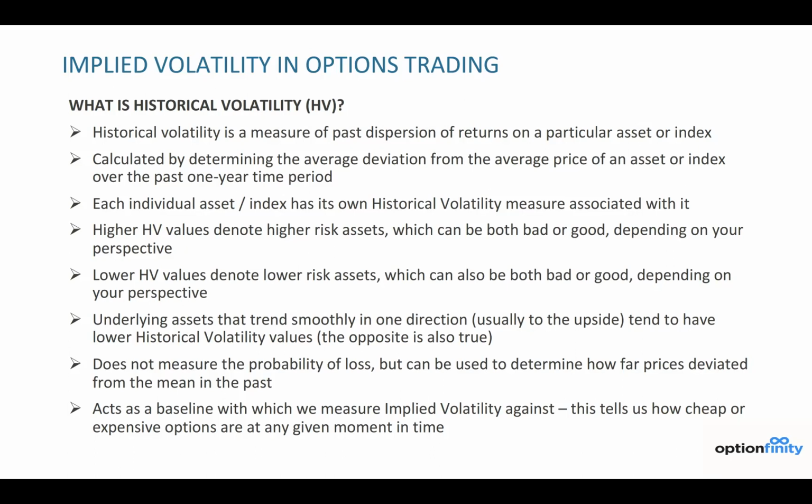Obviously, lower risk assets are better used for mutual funds, for example, and also for those people that want to have more steady returns over time, right? Whereas the higher risk assets are usually used by those that are younger, perhaps, that have a longer time horizon to invest their money, that want a larger return over the longer time horizon. Underlying assets that trend smoothly in one direction, usually to the upside, tend to have lower historical volatility values, and the opposite is also true as well.